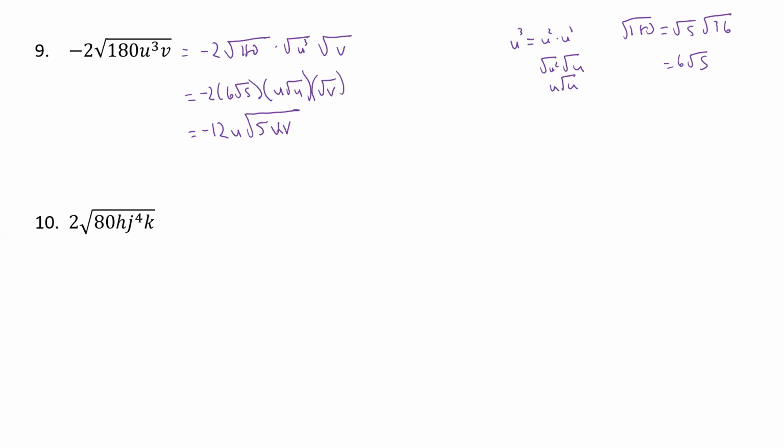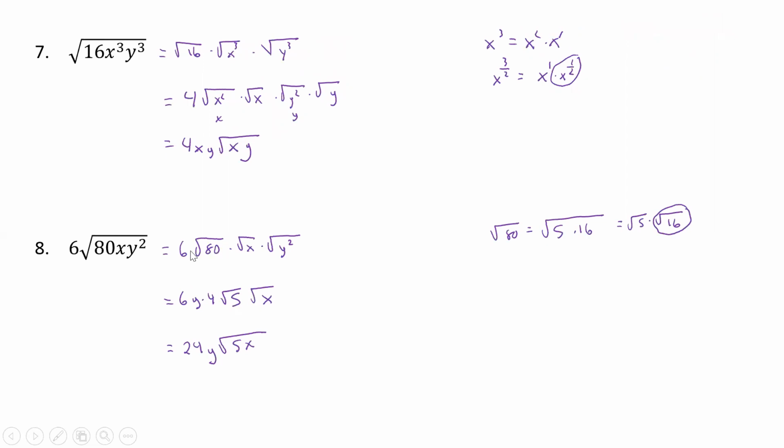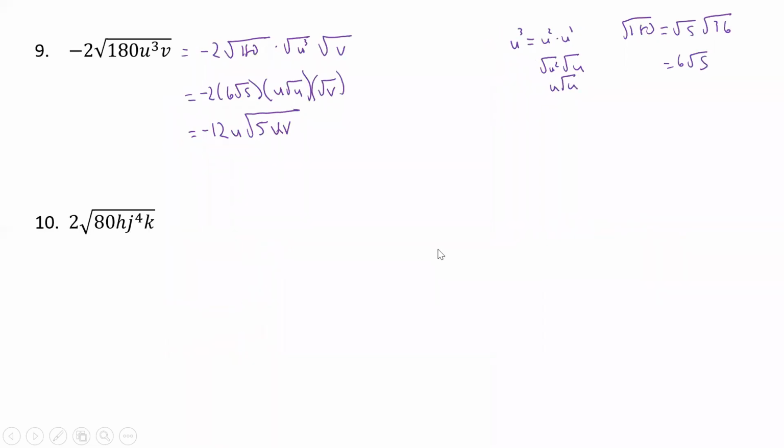Okay, all right, so let's go back to the next one, and we're back to 80. Now remember 80 over here, we did that one already, and that was basically the square root of 5 times 4. So we know we can get that one pretty simple. So that's 2 square root of 80 times the square root of h times the square root of j to the 4 times the square root of k. Well, the square root of 80, we said that was going to be the square root of 5 times the square root of 16, I believe. Yep. So that's going to be 2 times 4 times the square root of 5.